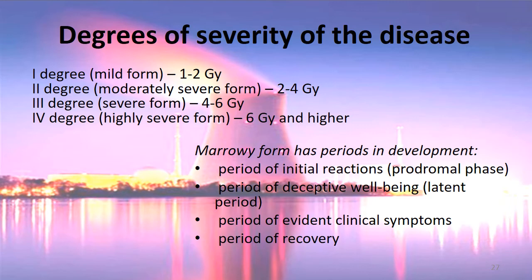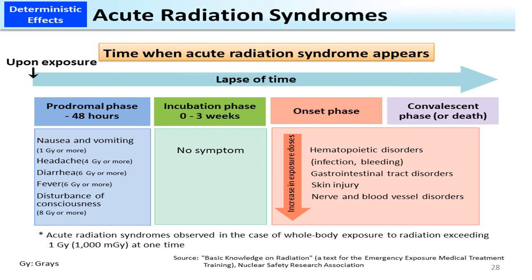Marrowy form has certain periods in development. First period is period of initial reactions, called prodromal phase. The second is period of deceptive well-being, or latent period. The third is period of evident clinical symptoms, and the fourth is the period of recovery. On the slide, you see the periods of acute radiation syndrome.